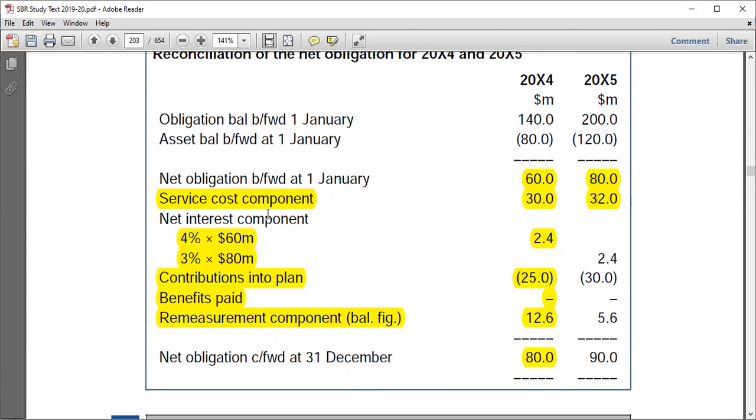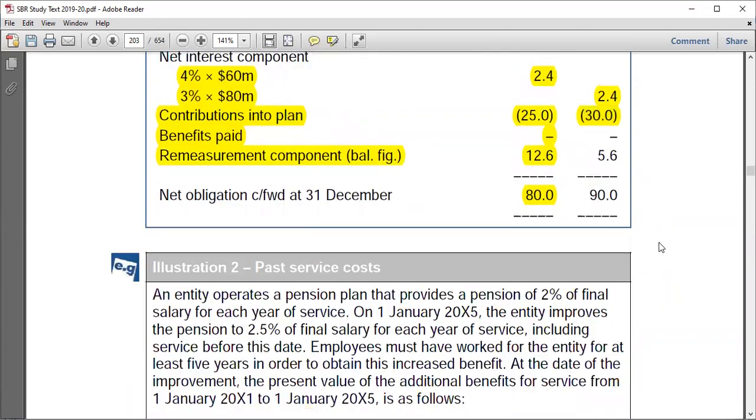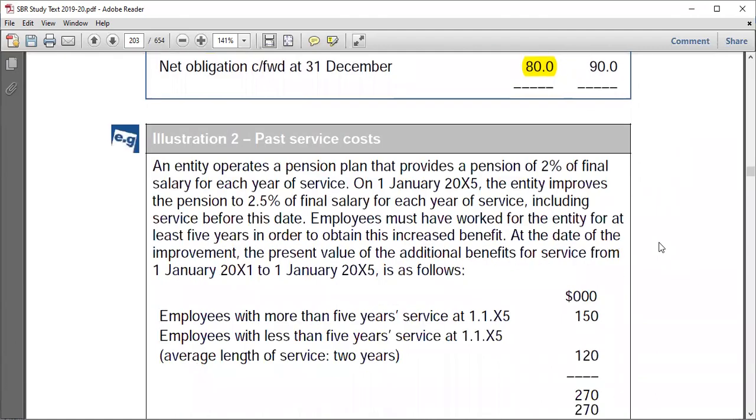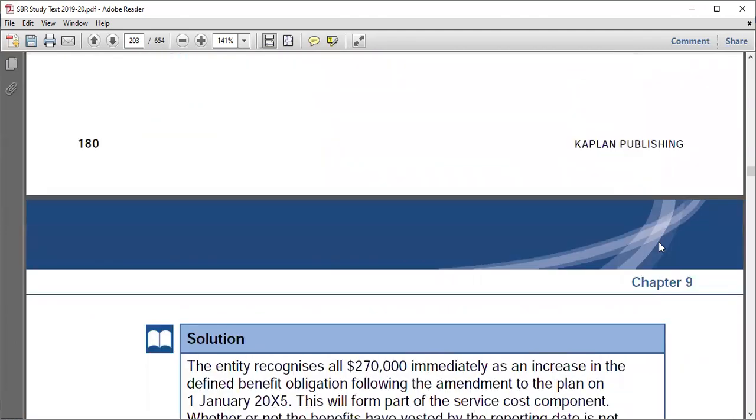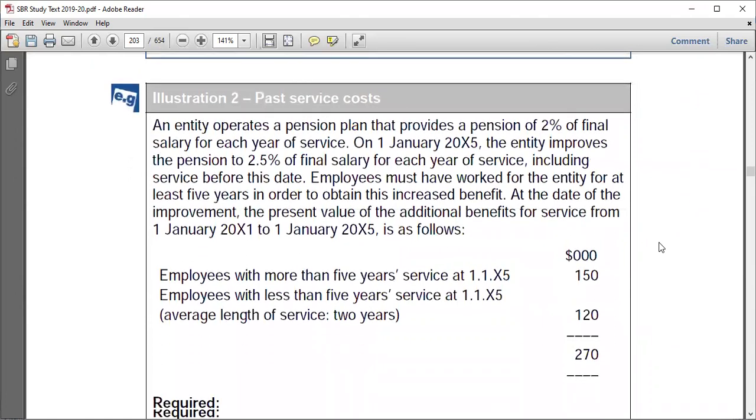No issue. Interest component is 3% now of 80, which gives you 2.4 again. And then you proceed with the contributions, which would be positive like that. Benefits paid would be nil, and then you make comparisons again and you obtain this 5.6, right? So that's how we proceed with something like this. All right, so you really need to get such things.